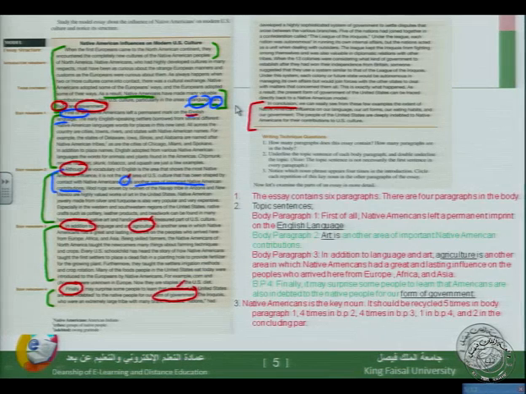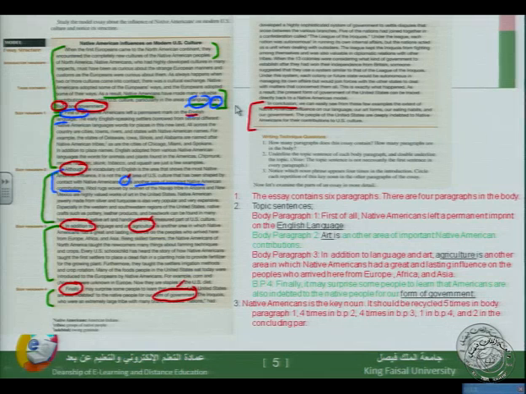The first question: the essay contains 6 paragraphs. There are 4 paragraphs in the body, right? Okay, number 2: underline the topic sentence of each body paragraph and double underline the topic. Note, the topic sentence is not necessarily the first sentence in every paragraph.